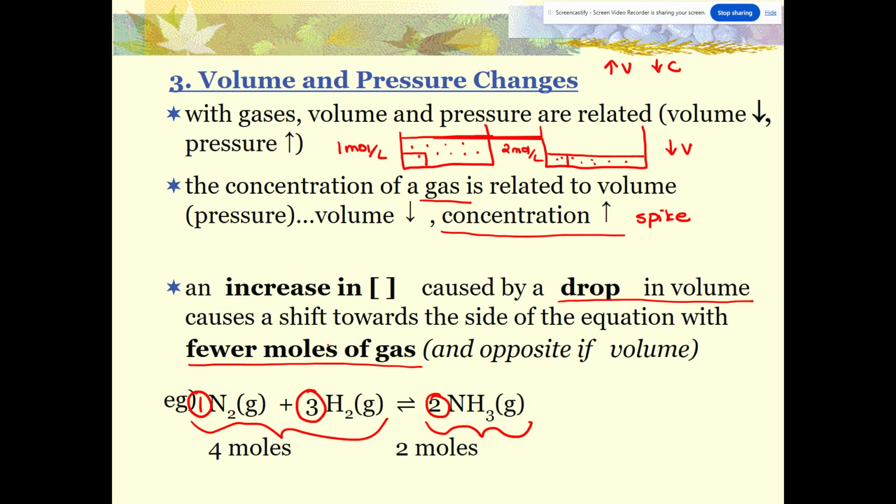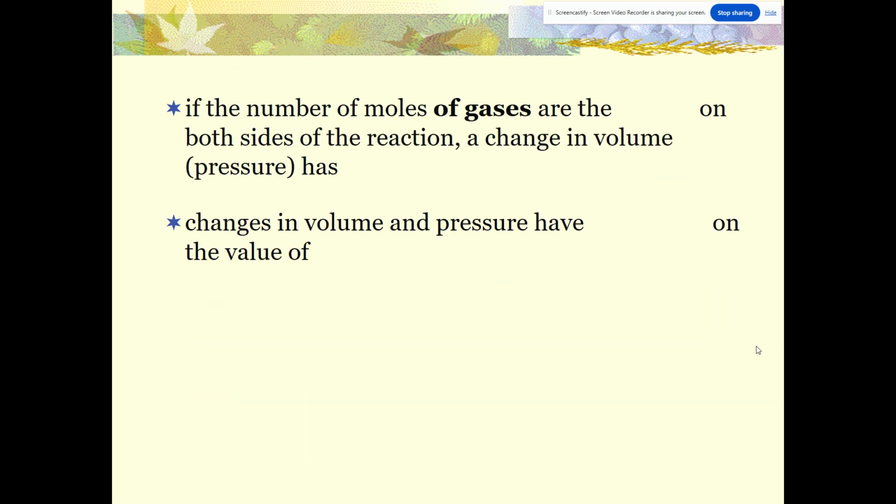You can think of it as there's less space for the gas to move around, so it's going to shift to the side that wants to take up less space, which is the side that has fewer moles. And then if you increase the volume, it's going to shift to the side with more moles because now you have more space for it to move around in. And if you are changing the volume and the moles are equal, there will be no shift.